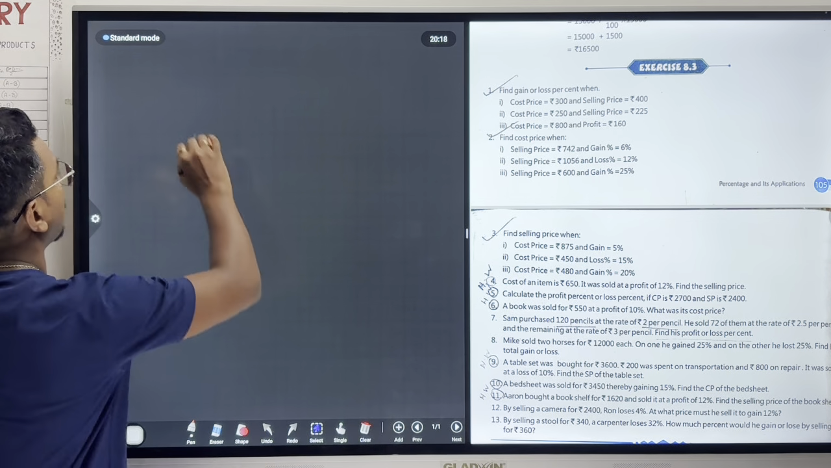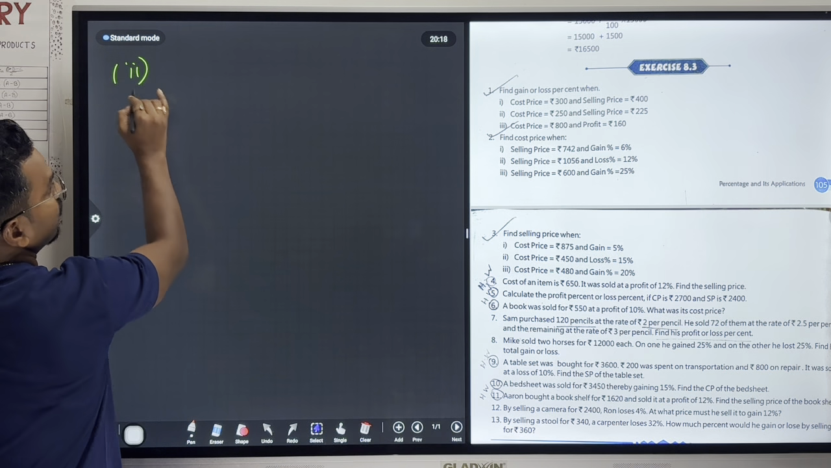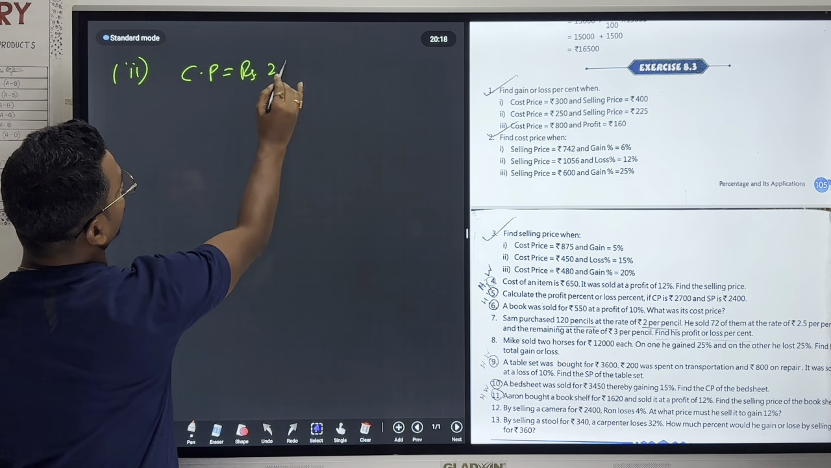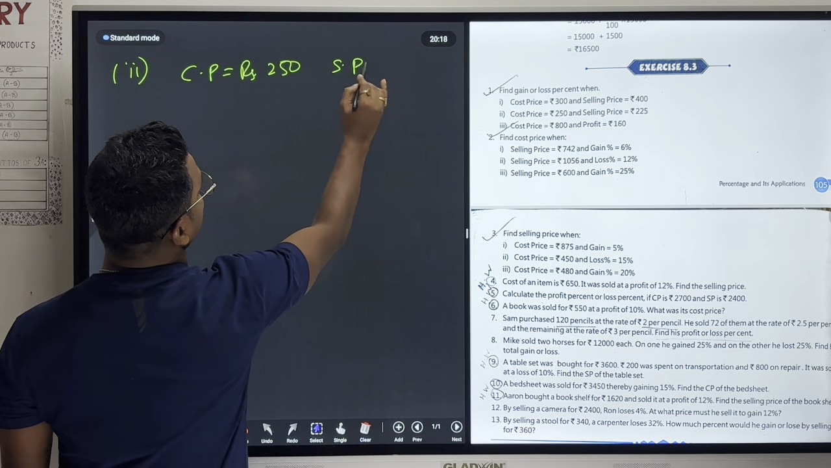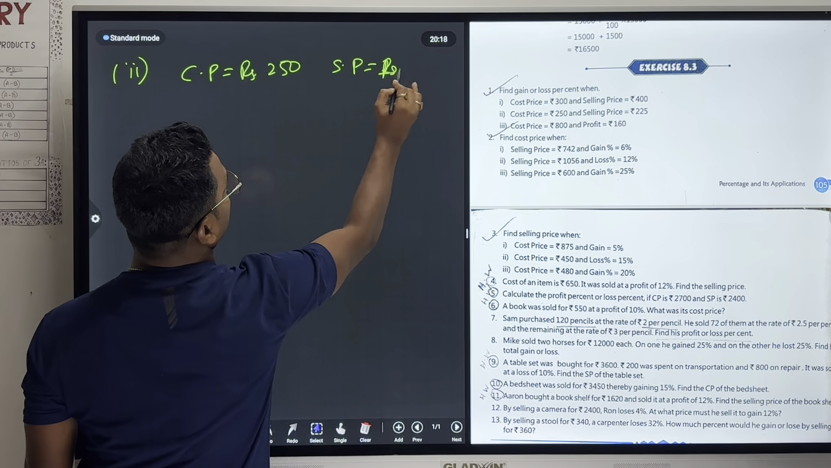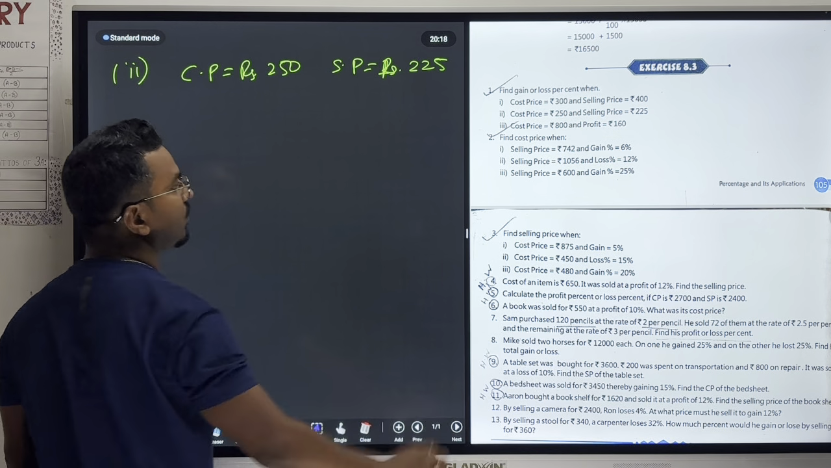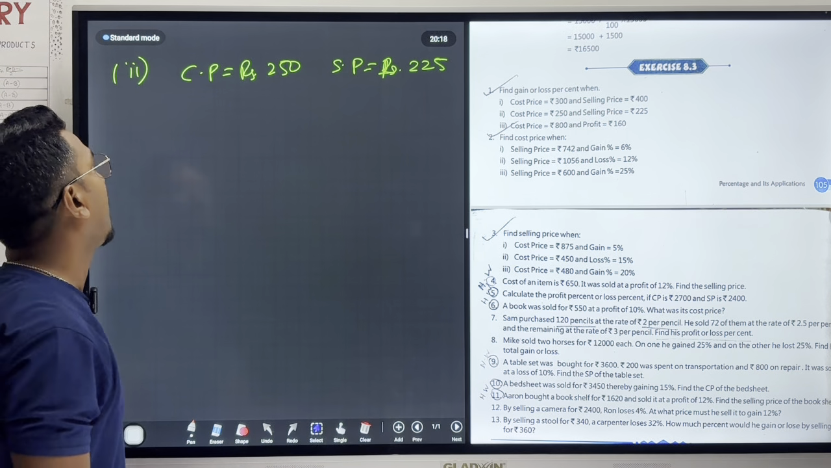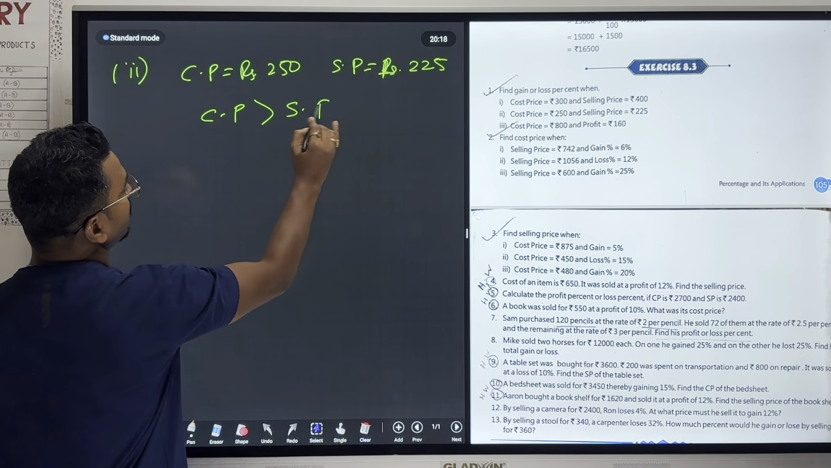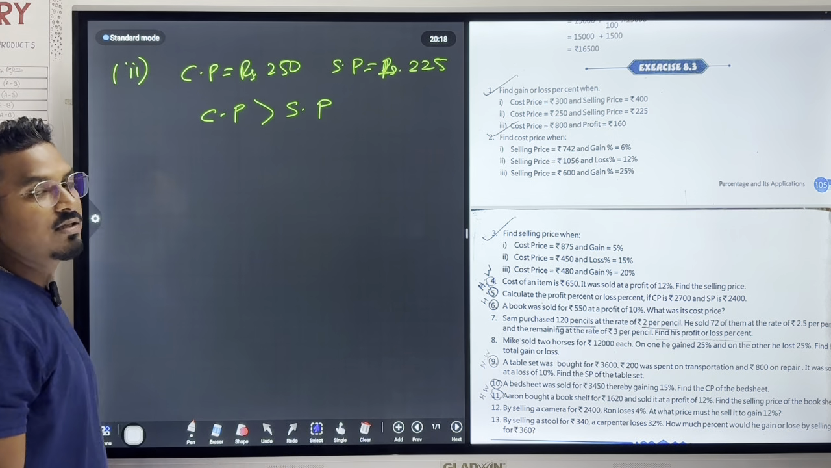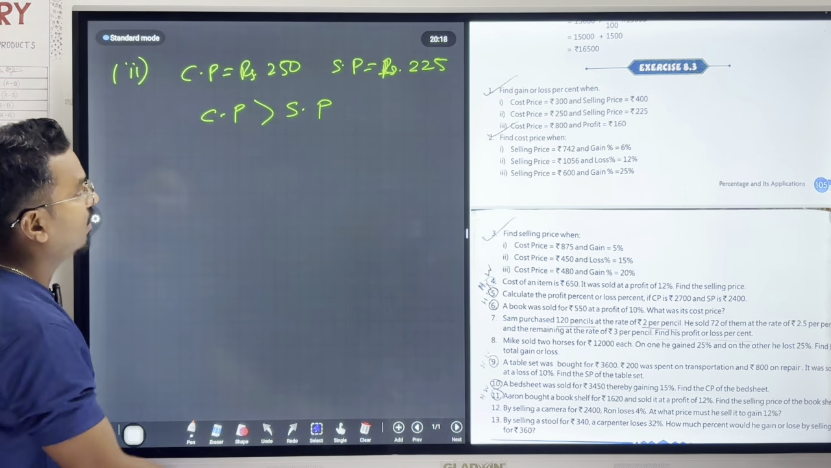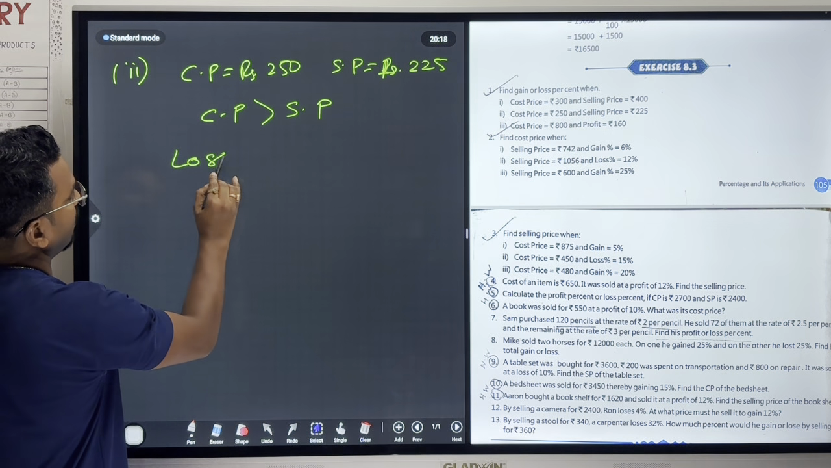225. Okay, Roman number 2. Cost price is given rupees 250 and selling price is given rupees 225. So in this case, which one is greater? Cost price is greater than selling price. So if cost price is greater than the selling price, is there loss or gain? There is loss.